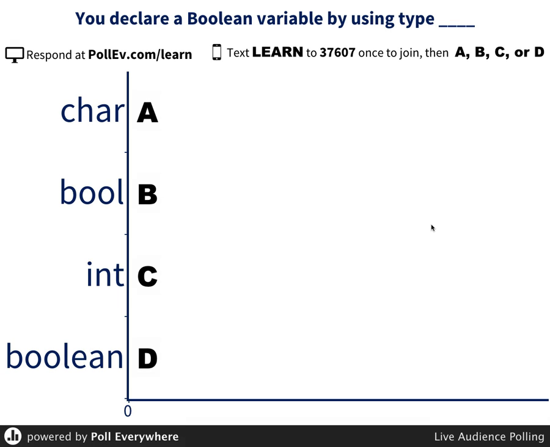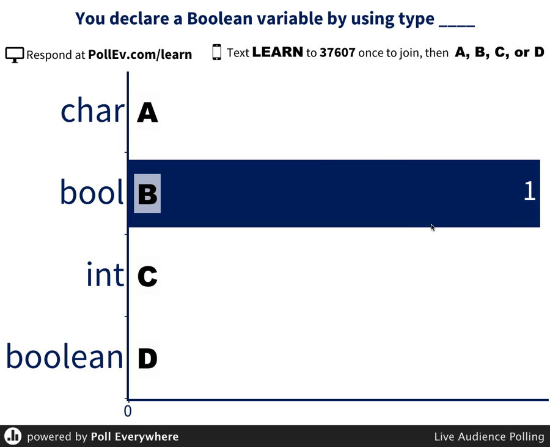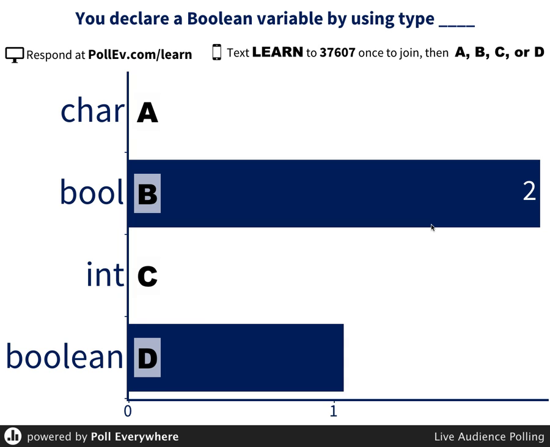Here's the next one. You declare a Boolean variable by using type blank. A, char or char, B, bool, C, int, D, boolean. We got one person that says bool. Got 2 bools, 1 boolean. 1, 2, 3, 4, 5. Come on. Got 4. One more person.